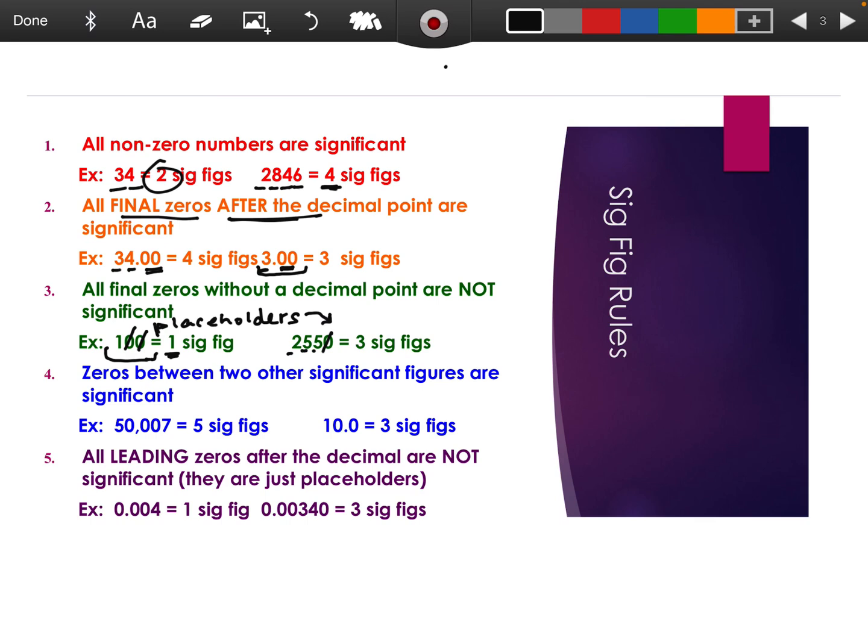All right, rule number 4, zeros in between 2 other significant figures are significant. So in the example, 50,007, the 5 and the 7 are counted because they are not zeros. All of these zeros in between would also be counted because they are zeros between 2 other significant figures. So that's where we get our 5 sig figs.